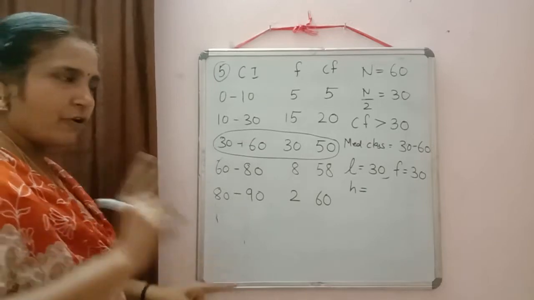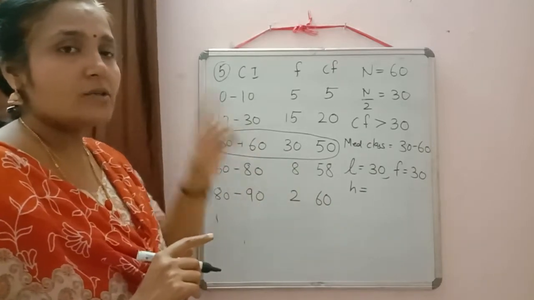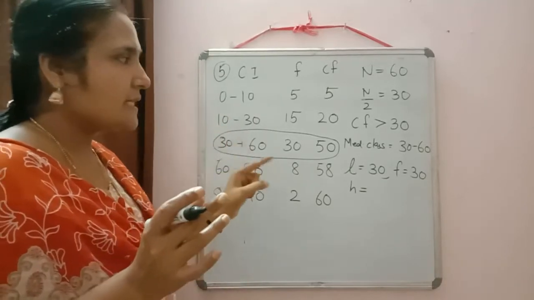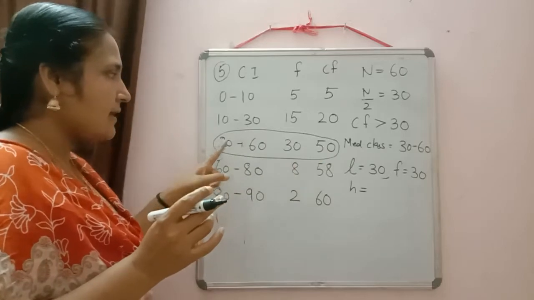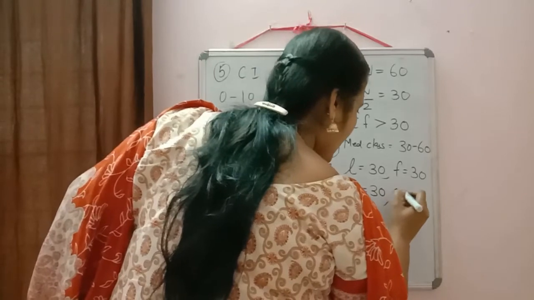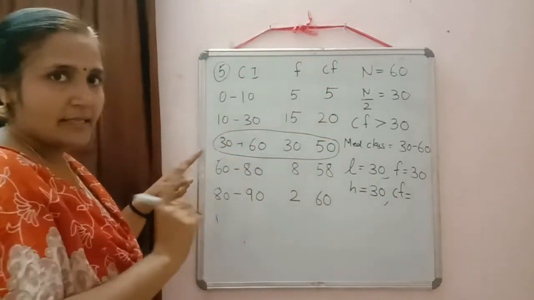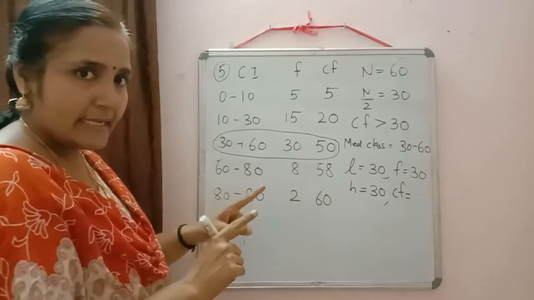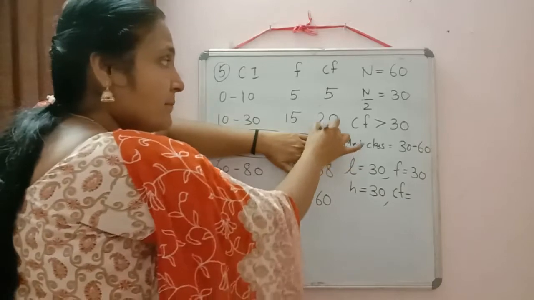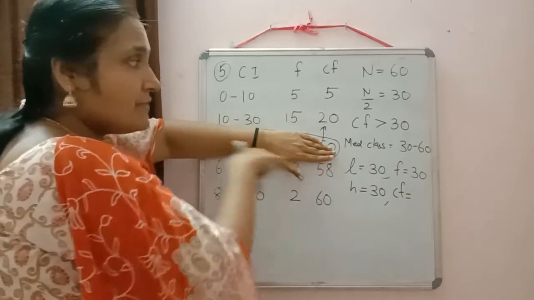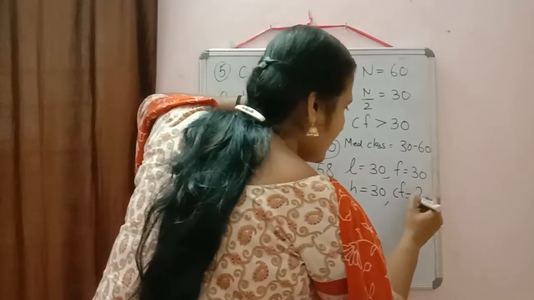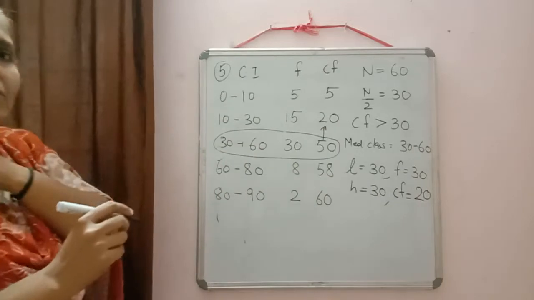But according to the formula, H is the class size of the median class. If there is a difference in the class size, no problem. You just check the class size of the median class. So 60 minus 30, that will be equal to 30. Again I am saying, while writing the cumulative frequency, we have to write the cumulative frequency of the previous class, not of the median class. So the cumulative frequency of the previous class is 20. So we have CF is equal to 20.